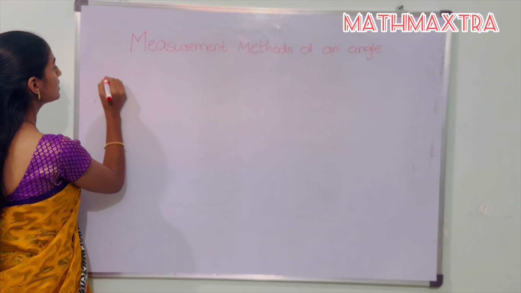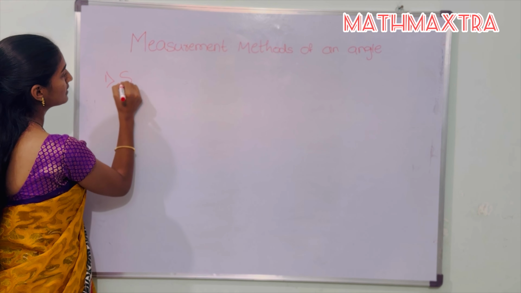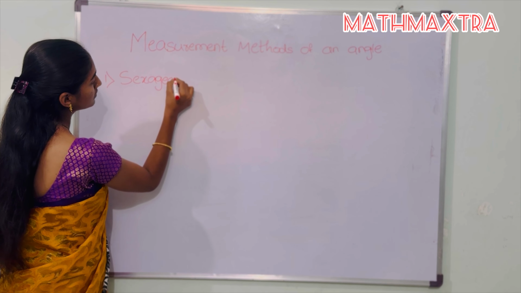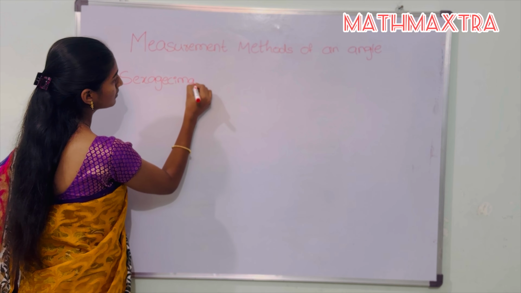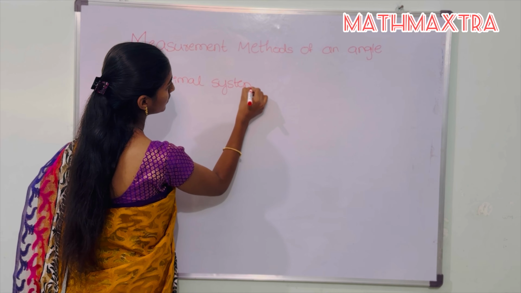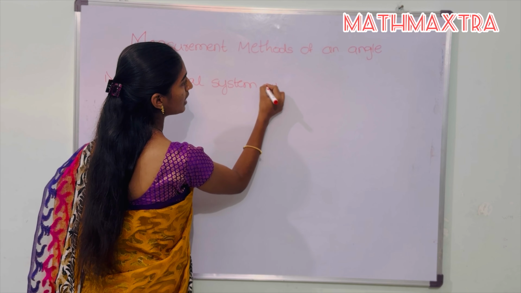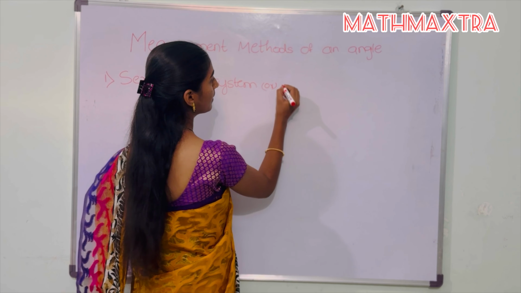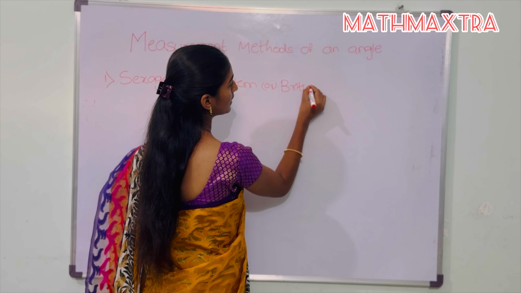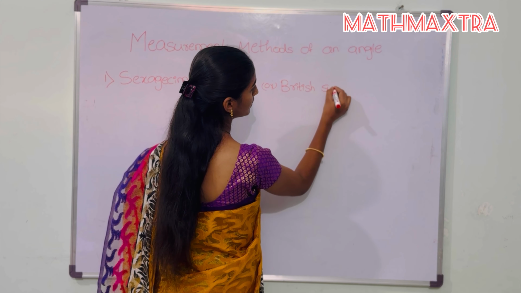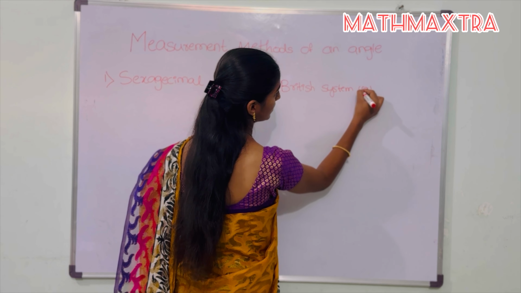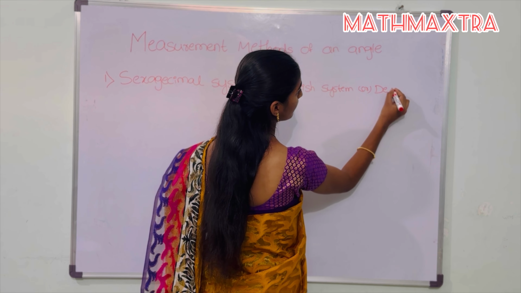The first one is the sexagesimal system. This is also called the British system or degree measure.